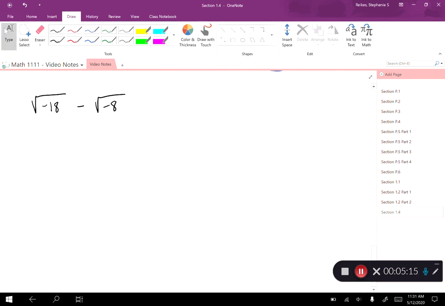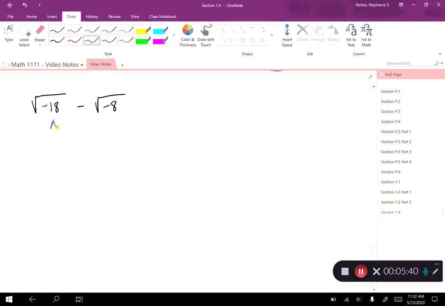Last example, let's look at a square root problem. All right, I have square root -18 minus square root -8. Remember in math, in order to subtract square roots, they have to have the exact same thing underneath the square root symbol. In this case, they are not alike, so let's see if we can simplify first before we subtract.